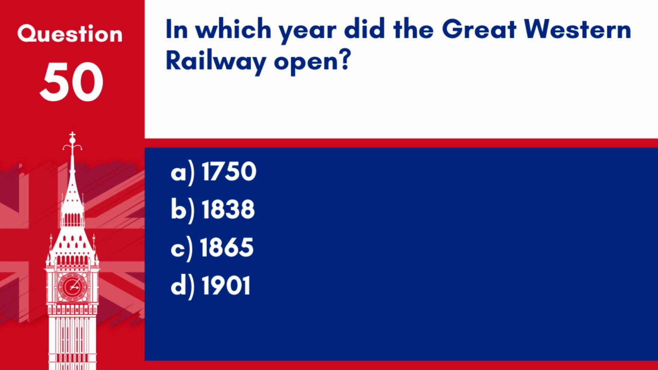Question 50. In which year did the Great Western Railway open? A. 1750. B. 1838. C. 1865. D. 1901. Answer. B. 1838. The Great Western Railway opened in 1838.